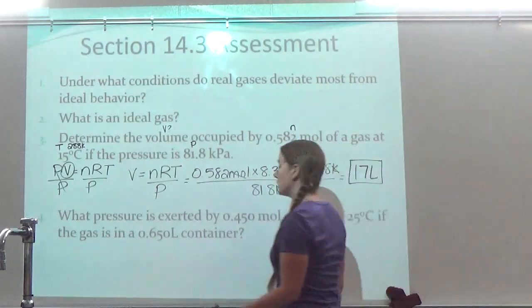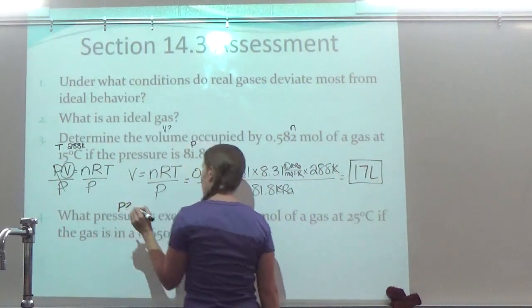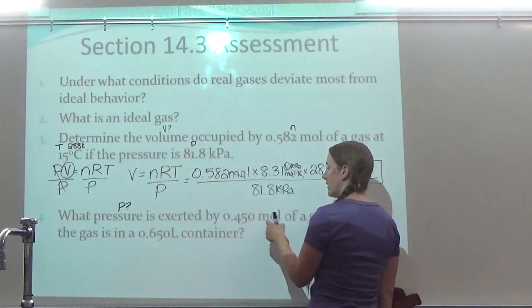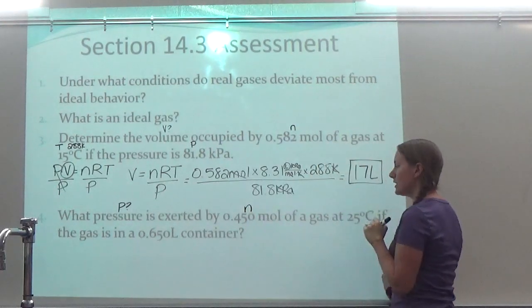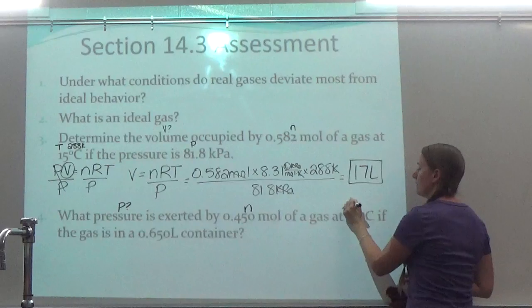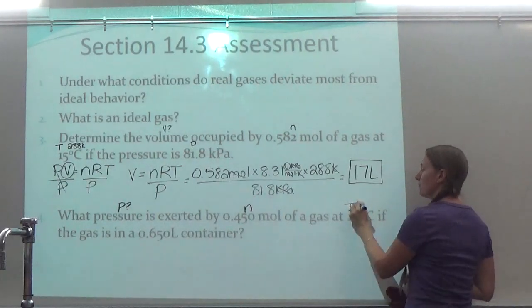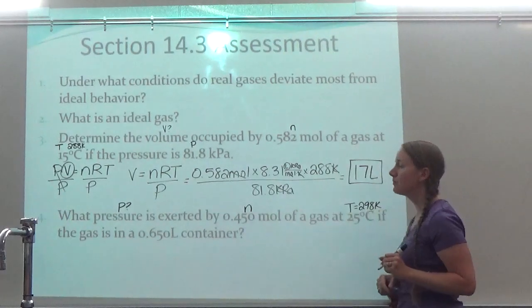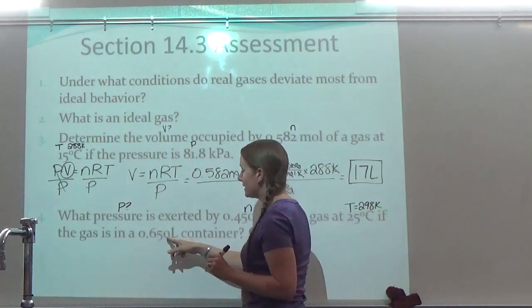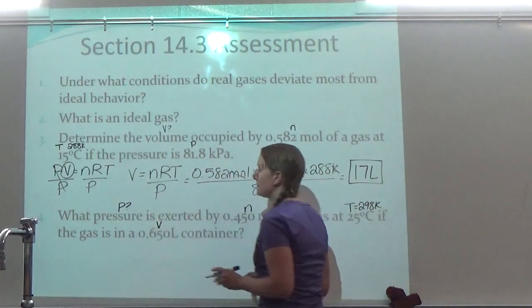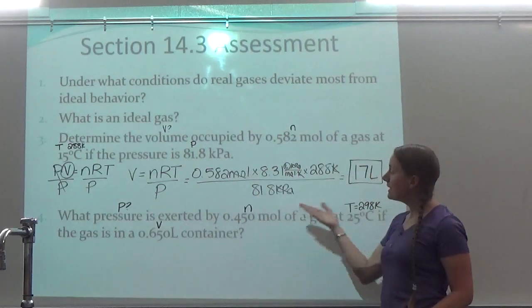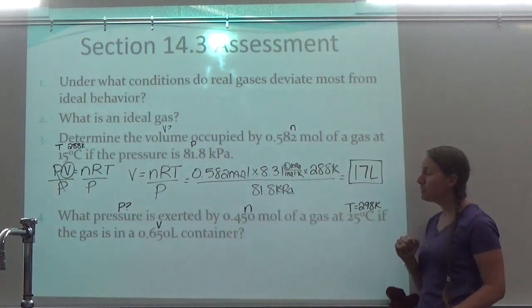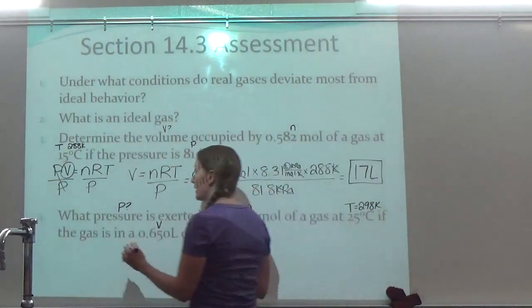So it says, what pressure, so I'm looking for P, is exerted by 0.45 moles, so that's my n, and it's in the correct unit, of a gas at 25 degrees Celsius, so there's my temperature, but of course I need to add 273, so it becomes 298 Kelvin, if the gas is in a 0.65 liter container, so there is my volume. Alright, so this time everything was in the correct unit except temperature, so I fixed that, so now I'm ready to plug in.